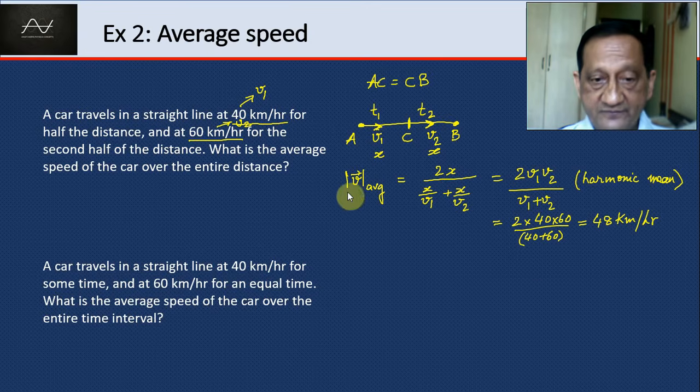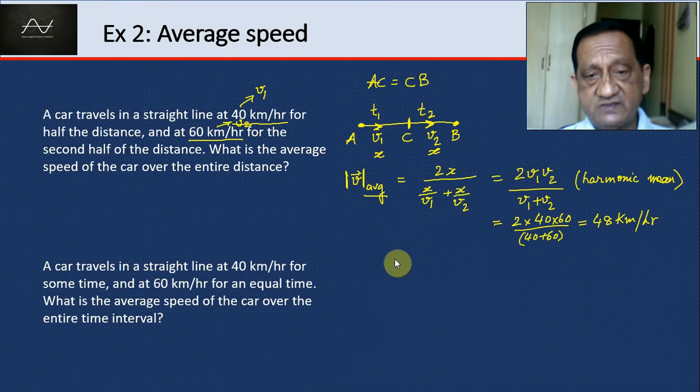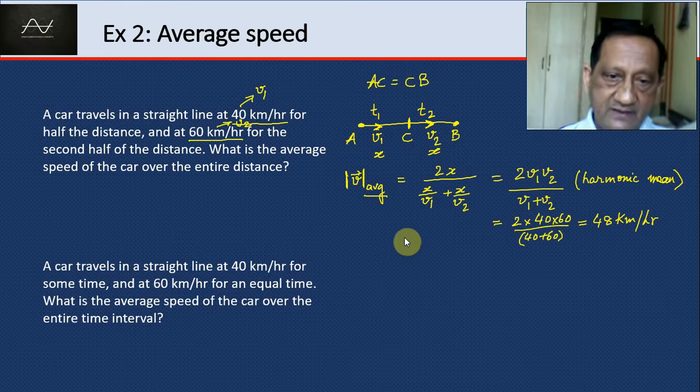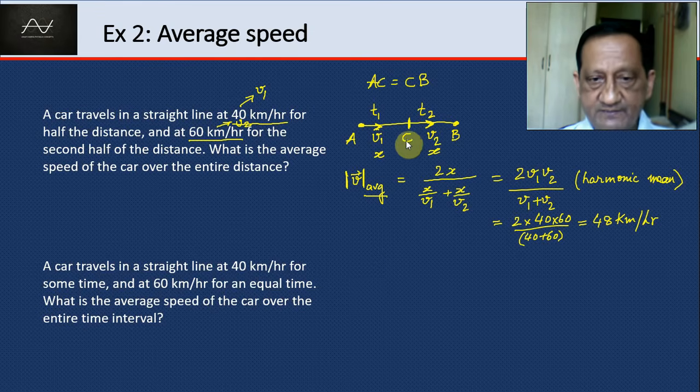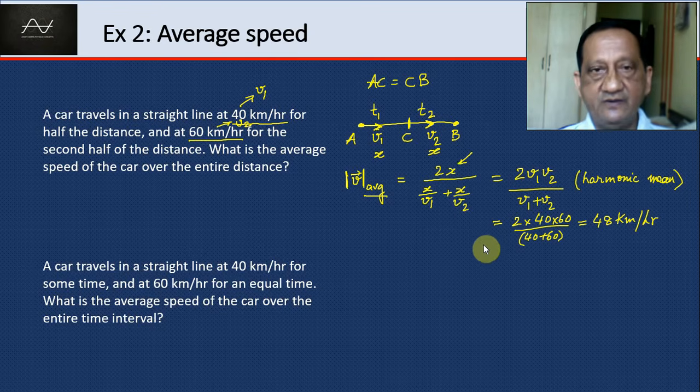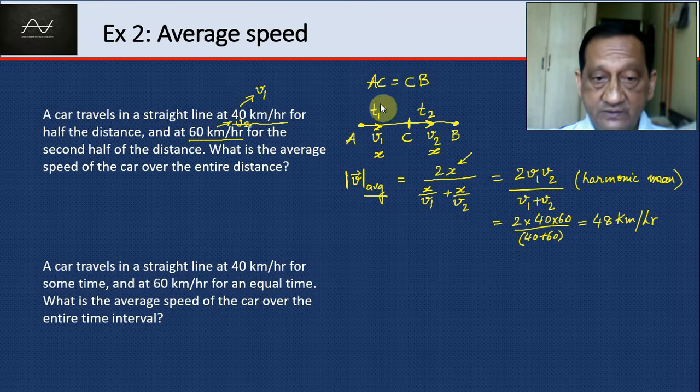So what is the average speed? This, when I say speed, means magnitude of the average velocity. It is the total distance, but I don't know the distance. Well, let me say AC is X, so CB is also X. The total distance is 2X. All right. What is the total time? The time taken is different, T1, T2. What is T1?